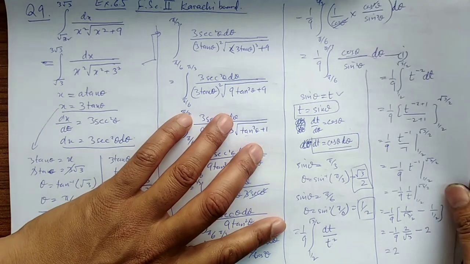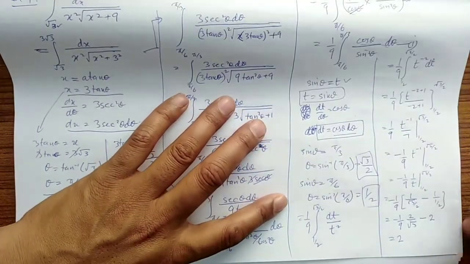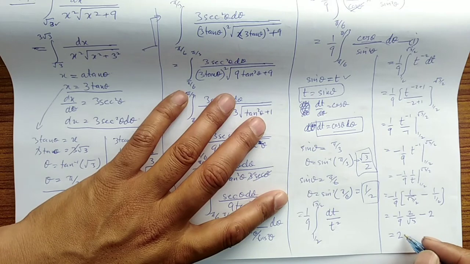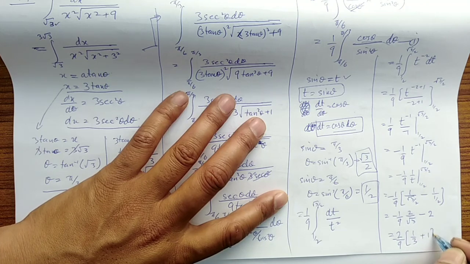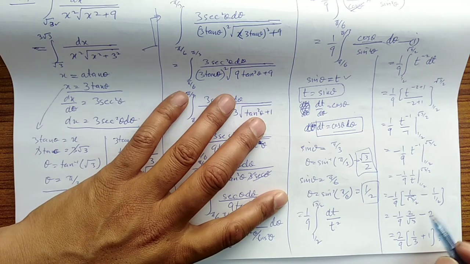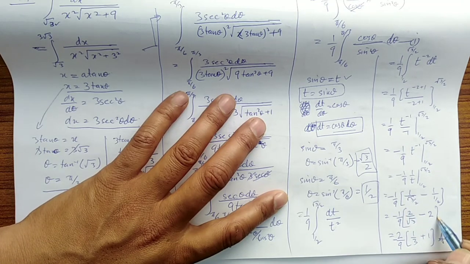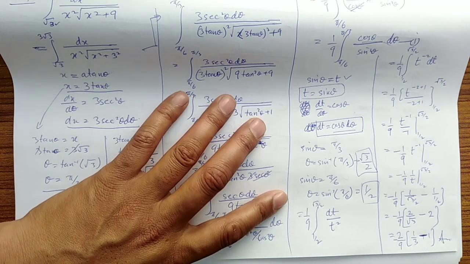Let's move this sheet a little bit upwards. 2 upon 9 times, I'm left with 1 upon root 3 minus 1. This could be our answer. Sorry, this bracket is already here, so here we have a negative sign.